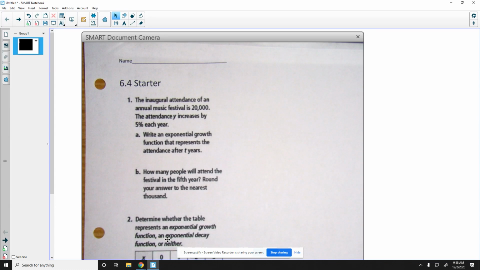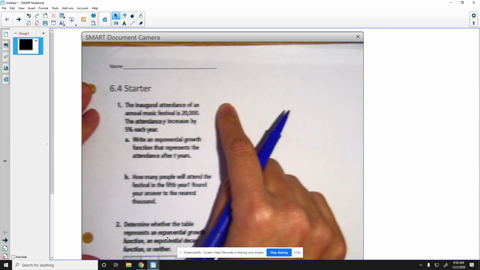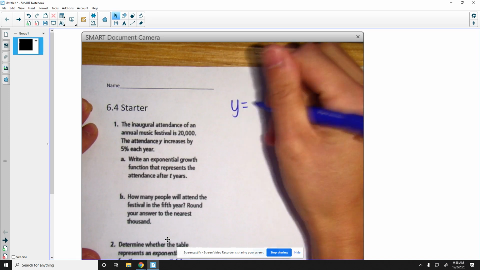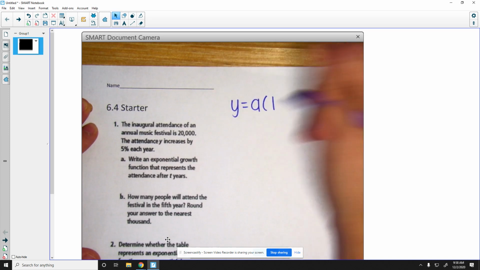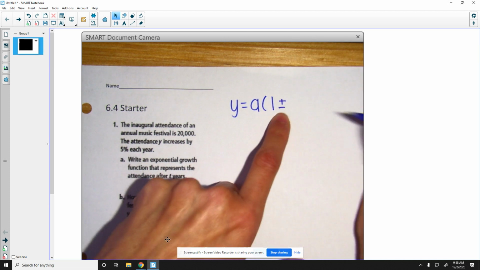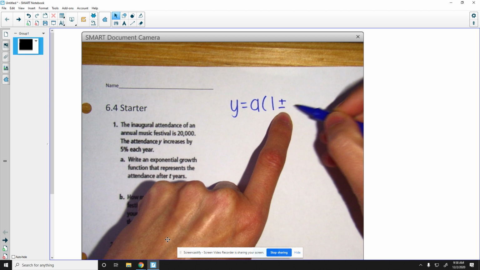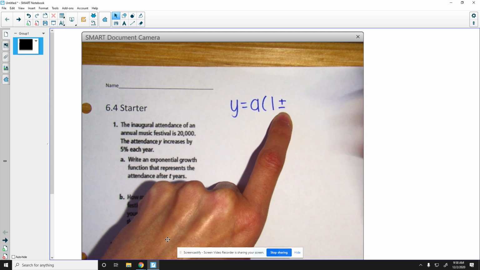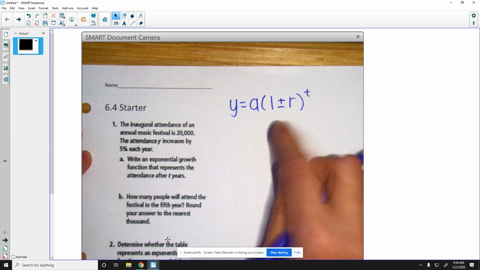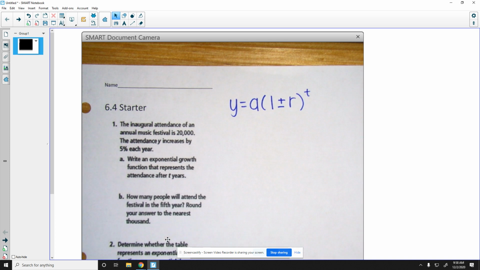Okay, so anyways, we're taking one step further with exponential. The exponential equation is y equals a parentheses 1, that's a 1, okay? It's either plus or minus, depending on whether it's growth or decay. So you have to decide, are you adding in that problem or are you subtracting? And then your r to the t, okay? So if you remember, this is the equation that we started working on yesterday.